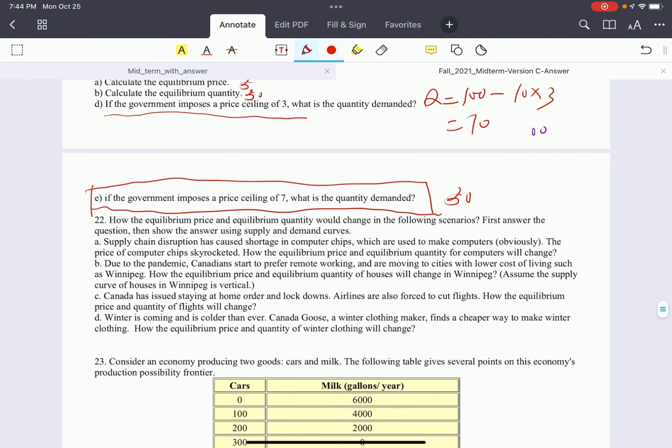Okay, so 22 is about considering how equilibrium price and equilibrium quantity will change. And the key to solve this problem is you have to figure out how supply curve and demand curve will change. Okay, so let's look at these 4 different scenarios.